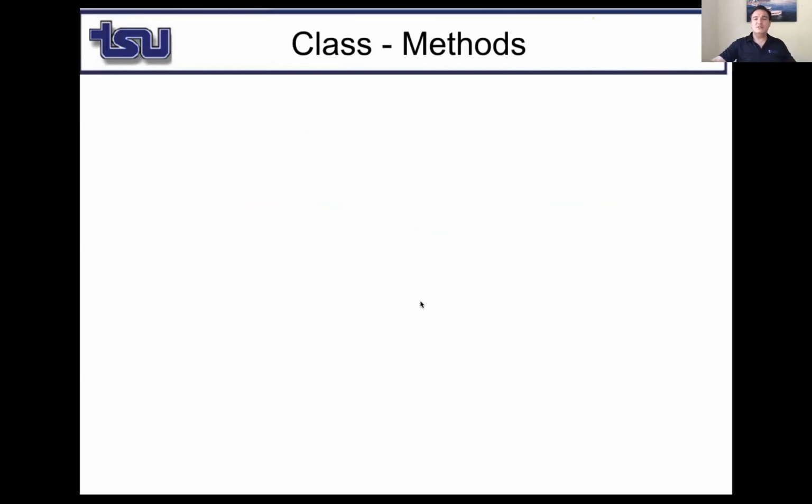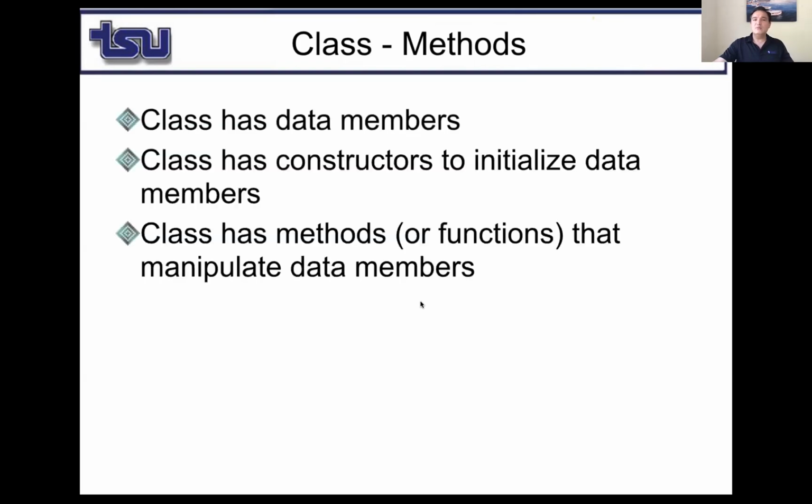So far, what did we discuss? We discussed data members. A class has data, like name and ID, for example. And we discussed constructors. We may have multiple overloaded constructors. The main purpose of a constructor is to initialize data. So we have our data, we initialize it, then what do we do with it? We have to have some way to manipulate it, right? This is what we have as methods. Again, a class has data members, a class has constructors to initialize data members, and a class has methods that manipulate data members. Again, methods and functions are the same thing.